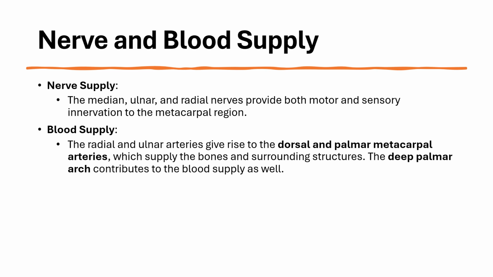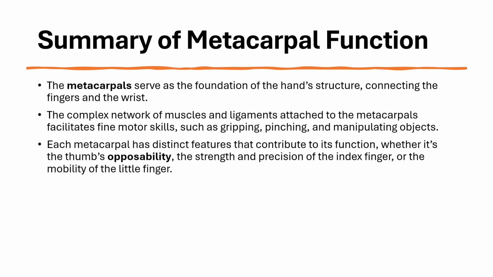The nerve supply and the blood supply. The median, ulnar and radial nerves provide both motor and sensory innervation to the metacarpal region. The blood supply is provided by the radial and ulnar arteries, which give rise to the dorsal and palmar metacarpal arteries that supply the bone and surrounding structures. The deep palmar arch contributes to the blood supply as well.